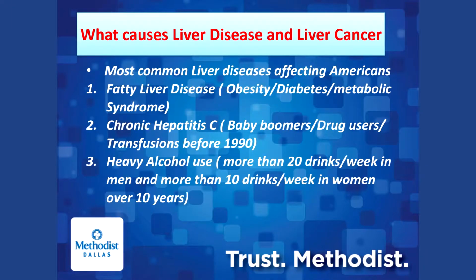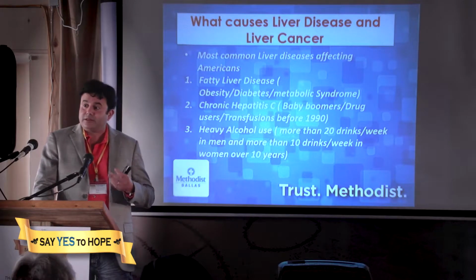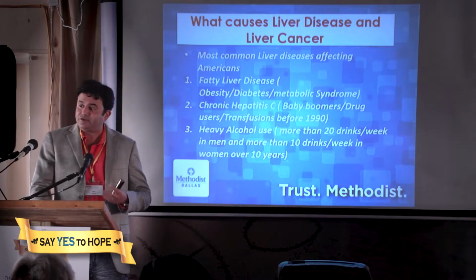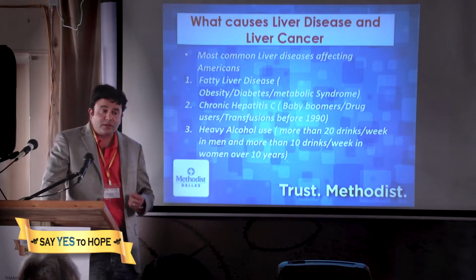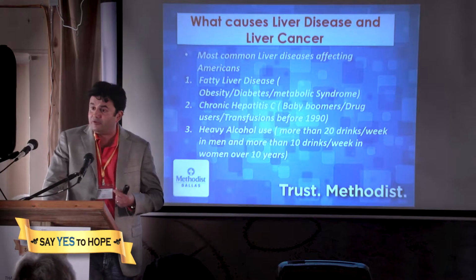And then heavy alcohol use. So how is heavy alcohol use defined? Because obviously alcohol is a part of our social culture. When the consumption of alcohol is more than 20 drinks a week for men and 10 drinks a week for women, because women have a lower level of an enzyme that metabolizes alcohol, for over 10 years, those patients are at risk for developing significant liver disease. So those are the three most common ones, and there's a whole bunch of other illnesses that can affect the liver.